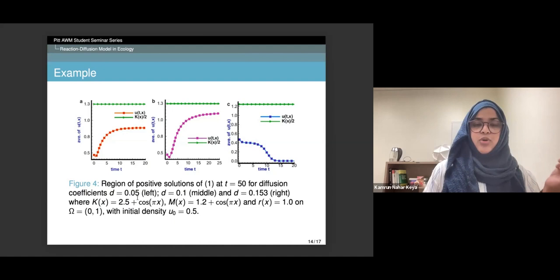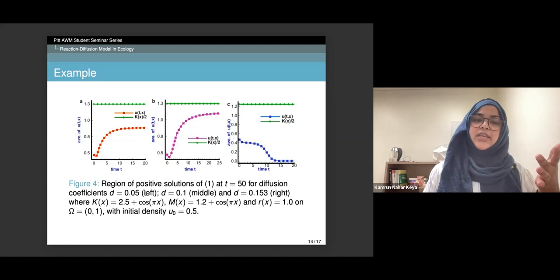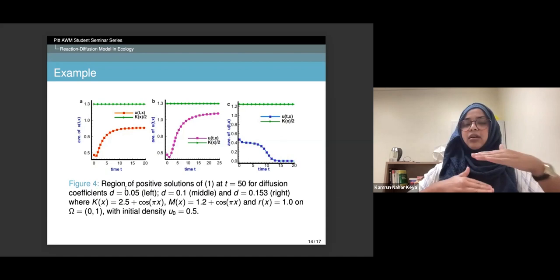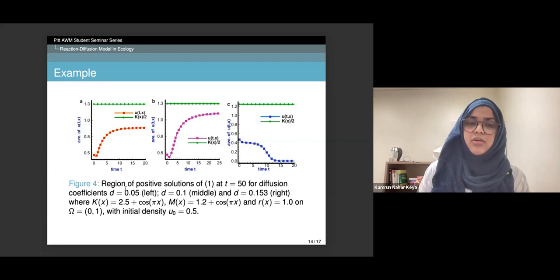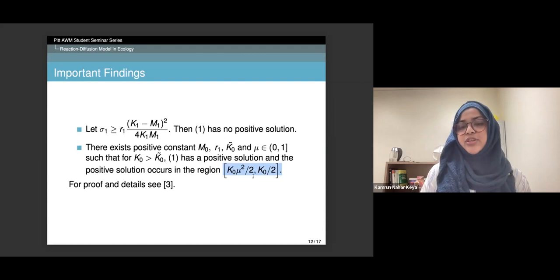And we wanted to see if the solution resides on the boundary we expected to have. If we see our boundary again, it's just K naught mu square over 2, comma K naught over 2, where mu is from 0 to 1. That means if we choose the lowest value, that will be 0, and the highest value will be K naught over 2, which is more or less half of the carrying capacity.